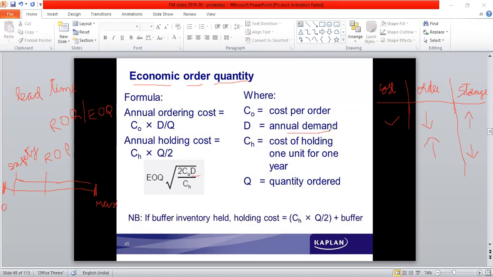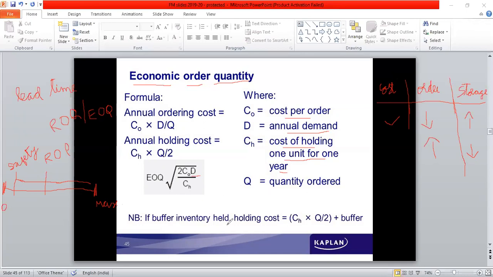So the total amount of material should be split into the number of orders. So cost per order into the total number of units, divided by the cost of holding one unit for 1 year. That is storage cost. Storage cost is the cost of holding one unit for 1 year. That is in the denominator, CH, holding cost, and Q is equal to quantity ordered. Okay.